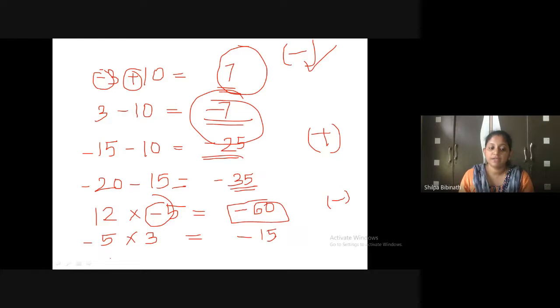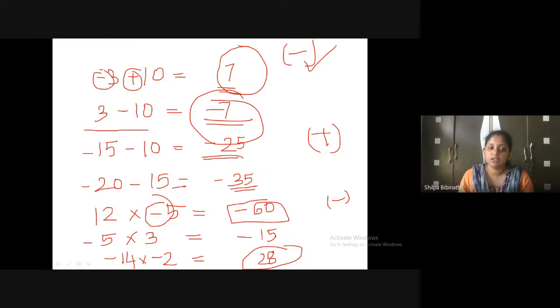Now suppose it is minus 14 into minus 2. In case of multiplication, what are you going to do? You are going to multiply. 14 twos is what? 28. Now as both minus signs are there, both are negative numbers and you are multiplying, the answer will always be positive. When two negative numbers are multiplied, the answer will always be positive.